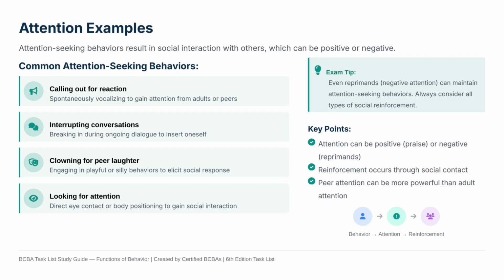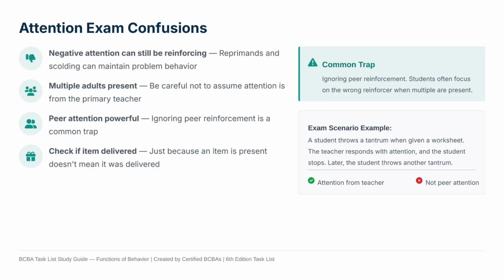Notice that attention can come from multiple sources: teachers, peers, siblings, or caregivers. And sometimes, peer attention is actually more powerful than adult attention. So when analyzing exam scenarios, don't just ask, "Did the teacher respond?" Ask instead, who consistently reacted, and did that reaction strengthen the behavior? This brings us to some common exam traps. One mistake is assuming that reprimands cannot function as reinforcement.